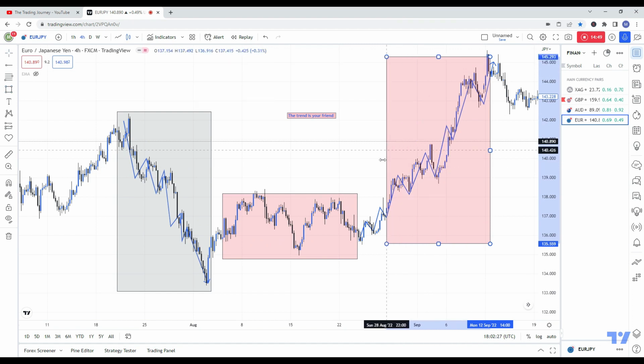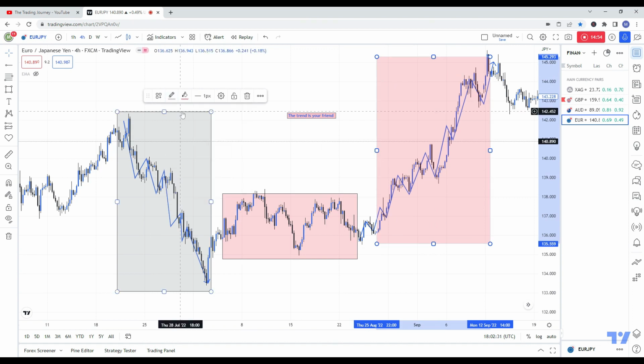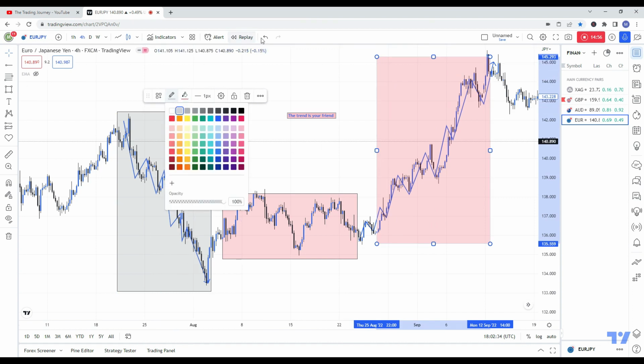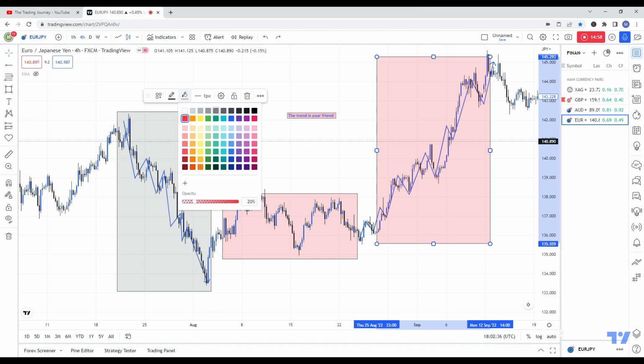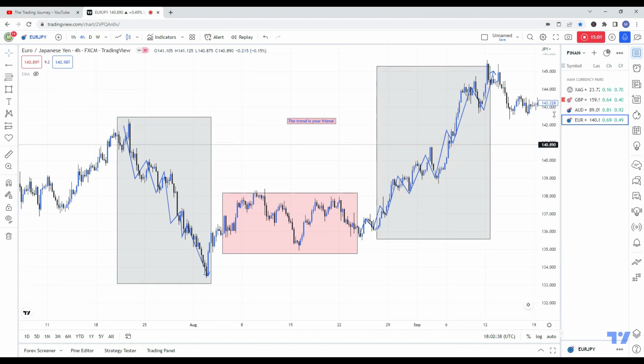This is the gray box we trade. This is the gray box. So we only trade the gray boxes. We don't trade the red boxes.